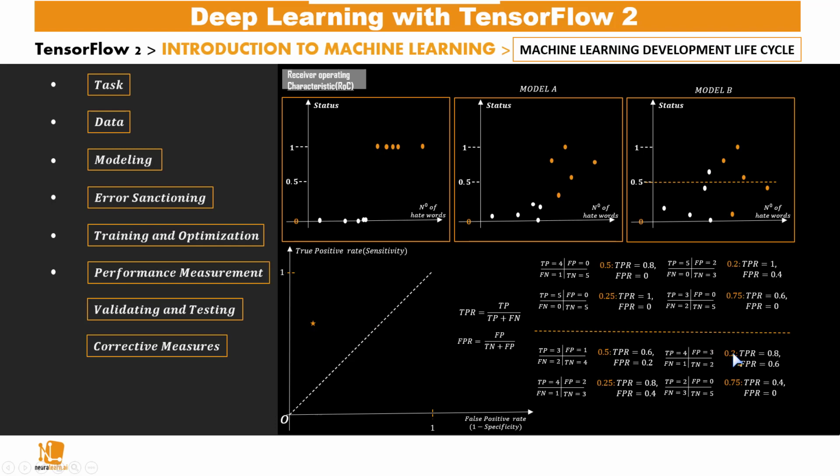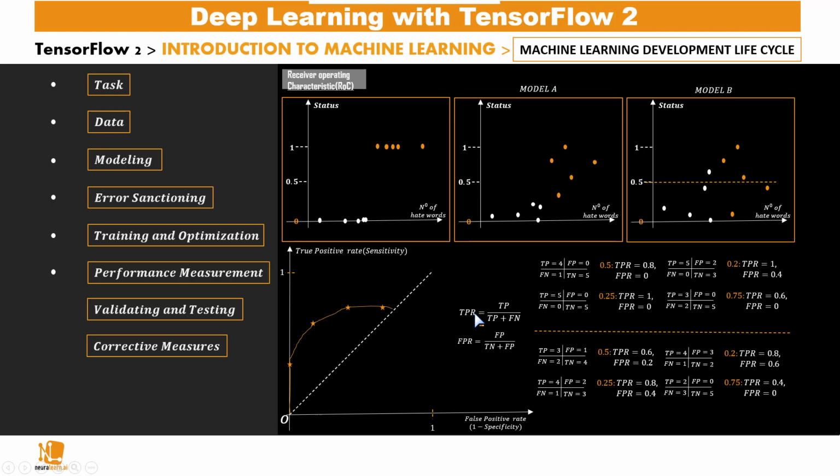We move to the next threshold, 0.2. We have 0.8, 0.6, 0.8, 0.6. The next threshold, 0.25. We have 0.8, 0.4, and then we have 0.75, 0.4, 0.0. So this shows us that our model B's ROC plot will look like this, instead of what we had seen previously with model A.